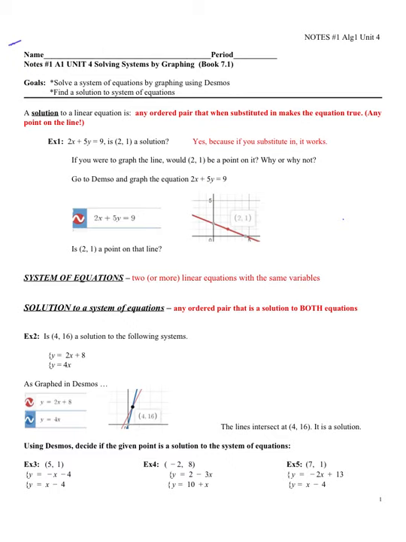Hi, once again this is Mrs. Dubois and we're going to solve systems of equations by graphing using Desmos.